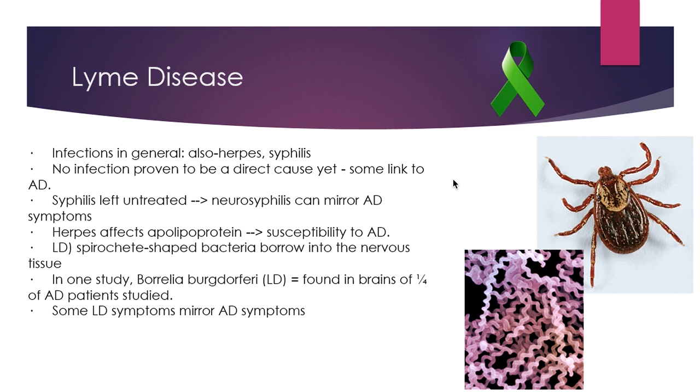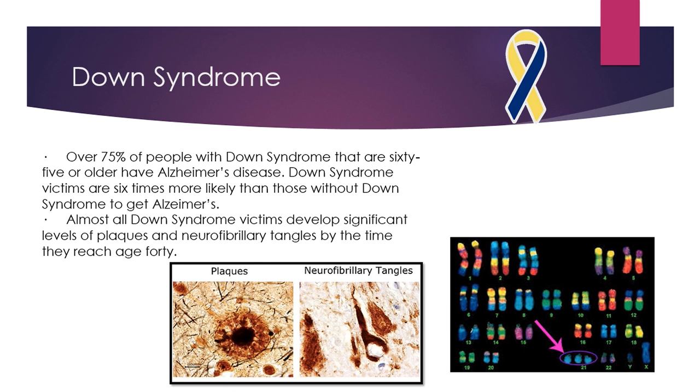So Lyme disease, we think, may also be related to Alzheimer's. This gross little tick bites you, and then it inserts this spirochete bacteria, this really twisty bacteria, into you, and that gets into the blood, and it can go to the central nervous system, so the brain and the spinal cord. Because of its shape, it just burrows right into that nervous tissue, and it can cause a lot of Alzheimer's-like symptoms such as depression, paranoia, hallucinations, and dementia.